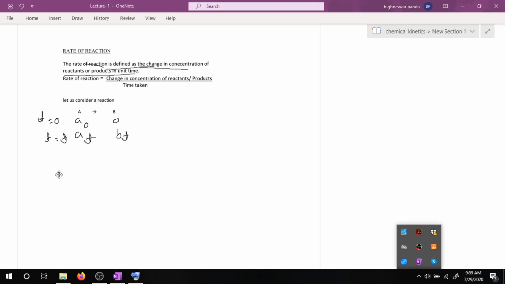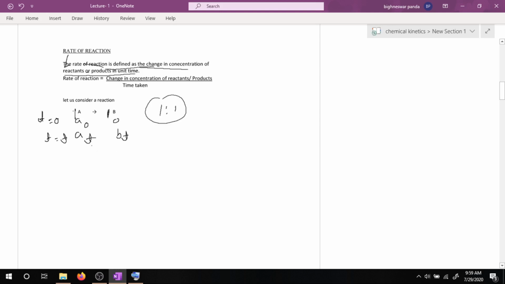So what happens here? Since the reaction is A gives rise to B, that means A is here 1 mole and B is also 1 mole, that means the reaction is in 1:1 proportion. So I can say that 1 mole of A will react to give 1 mole of B.